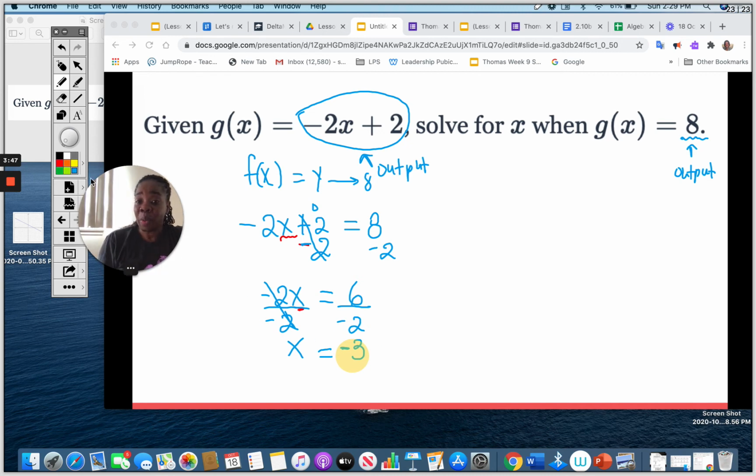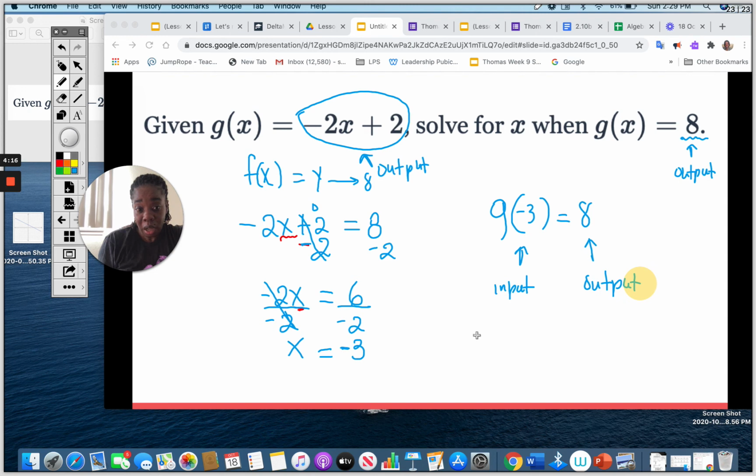So what that would mean in this case is that when our input value is negative 3, our output value is 8. So when our input is negative 3, our output is 8. And you could always check that back. There is always a check step.